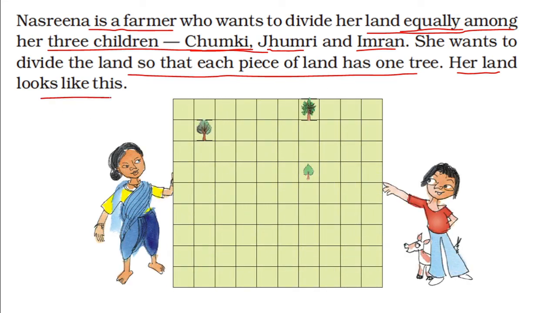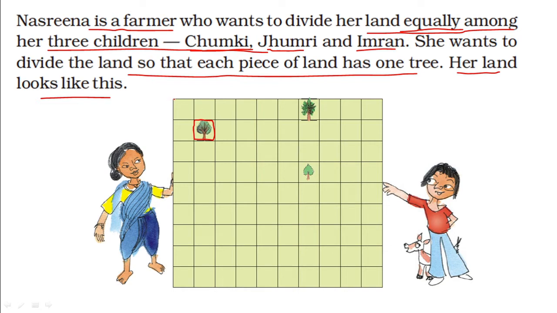So Nasrina is a lady farmer. She has land that looks like this, and she wants to divide this land equally among her three children, Chumki, Jhumki, and Imran. She wants to divide the land so that each part should have one tree. How many trees are there in the field? Three trees. So she wants every child to get one tree. Okay. So what is the area?